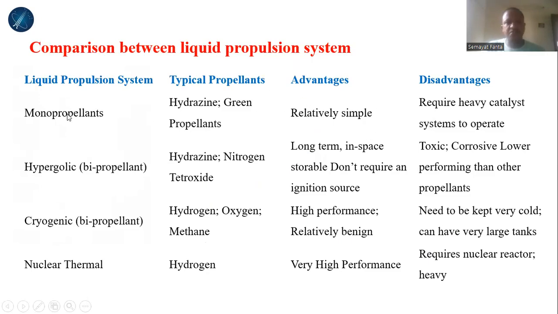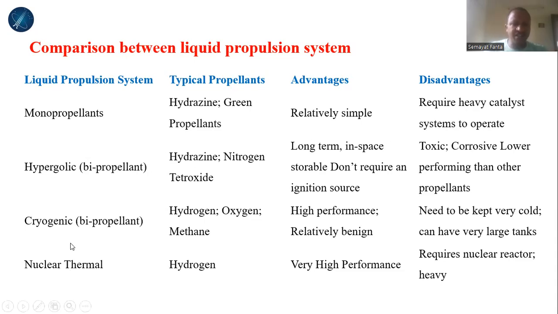Advantage of monopropellant: it is relatively simple. But what is the disadvantage? It requires a heavy catalyst system to operate. That is another disadvantage. Hypergolic propellants are like hydrazine and nitrogen tetroxide. Advantage: they are storable long term in space, and do not require an ignition source, because these are self-igniting propellant types. One can ignite another. But the problem is the safety aspect, also toxicity and corrosiveness. So those are the disadvantages.